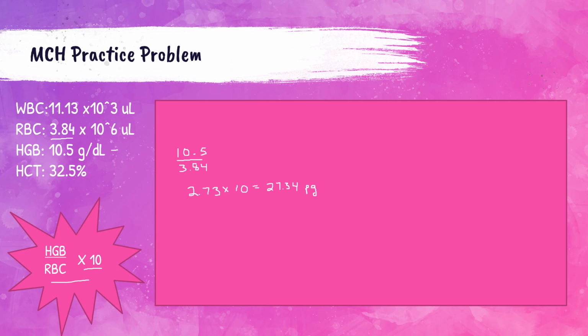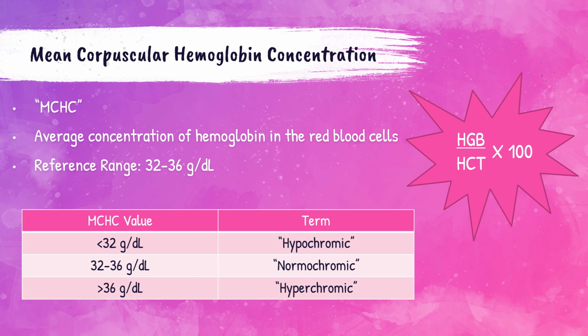All right. Mean corpuscular hemoglobin concentration is a red blood cell indice that is abbreviated as MCHC. This indice measures the average concentration of hemoglobin that is present in the patient's red blood cells. It's calculated by taking the patient's hemoglobin level and dividing it by their hematocrit level, and then multiplying that by 100.